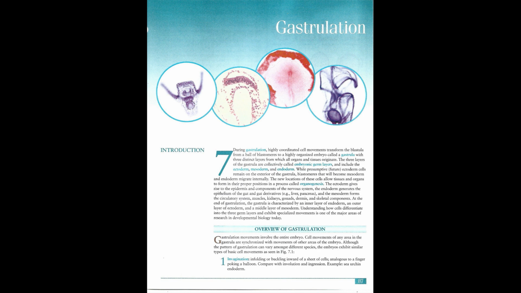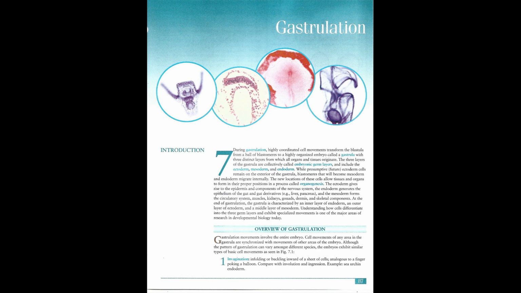The endoderm generates the epithelium of the gut and gut derivatives, for example liver and pancreas, and the mesoderm forms the circulatory system, muscles, kidneys, gonads, dermis, and skeletal components. At the end of gastrulation, the gastrula is characterized by an inner layer of endoderm, an outer layer of ectoderm, and a middle layer of mesoderm.